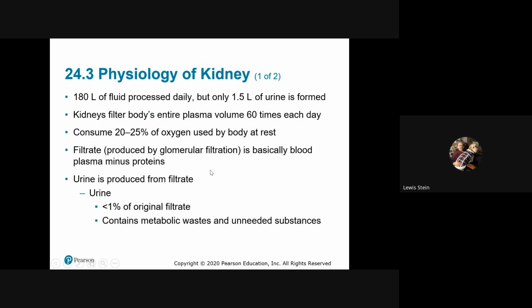And as you can see, we do a ton of this. 2.5 times an hour, basically, our whole circulation goes through our kidneys. We generate, as you can see, 60 times a day, on average, somewhere between 160 to 180 liters of this filtrate, of which we reclaim 99%. That 1% or less is what we basically excrete in our urine.